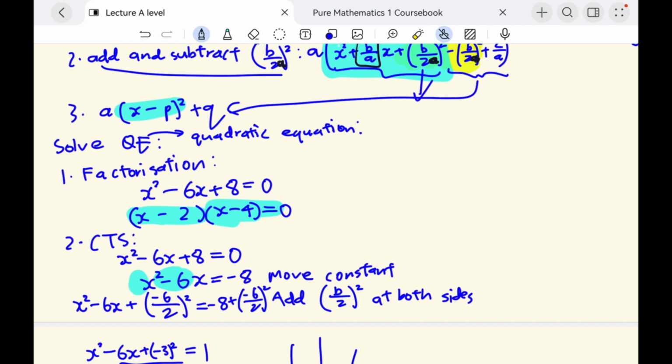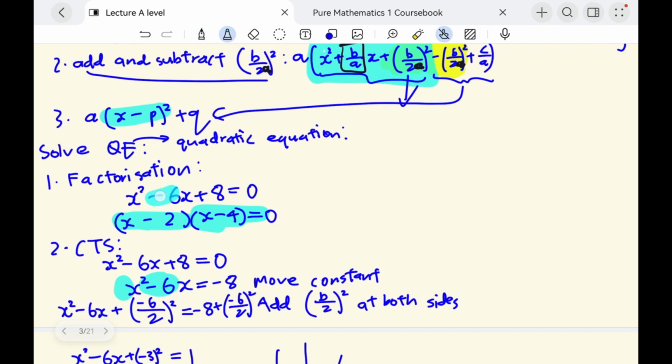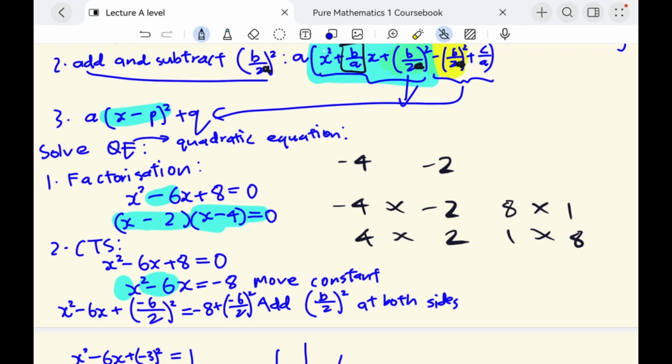That means your b is the sum of roots and c is your product of roots. So for example, you see there is a 6, negative 6, right? So what is the sum of the negative 6? It could be negative 4 and negative 2, right? So for the 8, it also could be negative 4 times negative 2, or 4 times 2, or 8 times 1, 1 times 8. Okay? And then you find which possible sum and the possible product satisfy each other.